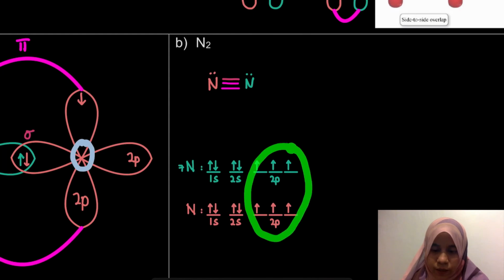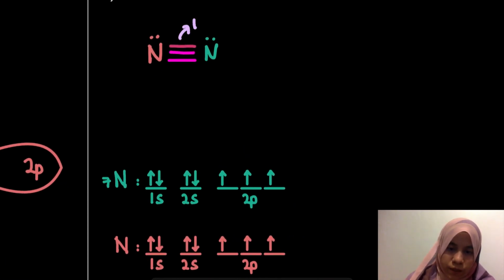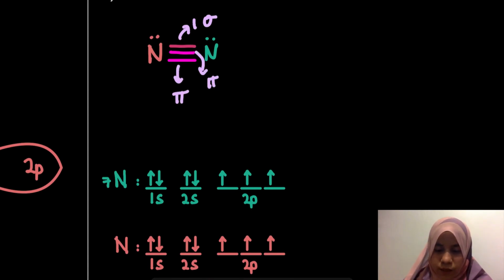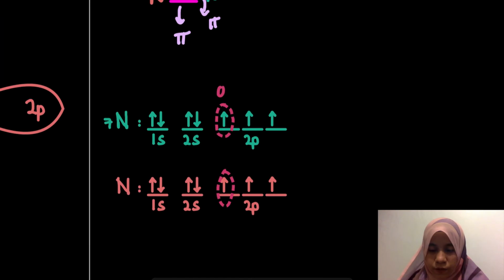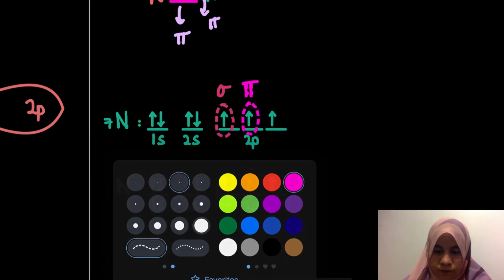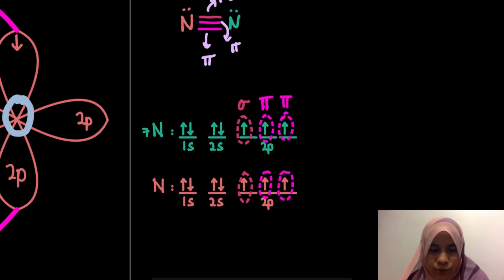Okay, again, here what we have is actually 1 sigma. Ini pi bond. This pun pi bond. Okay, so what does it mean here is that for this part, ni sigma bond, and then for this one, okay, so this is my first pi bond, and then I do have another one. Dalam case ni ada 2 pi bond. Macam mana tu?